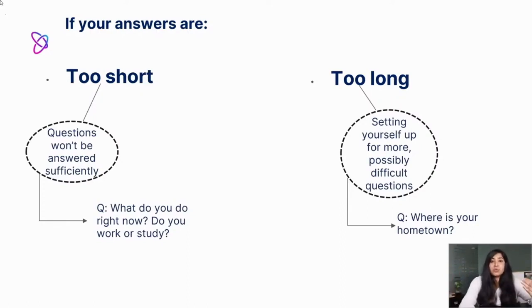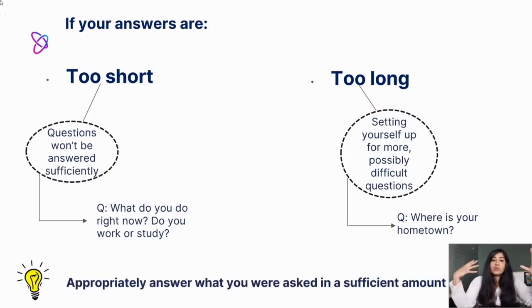But if it gets too long, you probably would have answered a few more questions beforehand. So if the follow-up question would be, what is something that you could do in your hometown? Where are some tourist attractions? What do you like most about your hometown? If you answer that in the first question itself, where is your hometown, then they'll have to keep asking you questions and you might not know the answer to those questions. So here, just appropriately answer what you were asked in a sufficient amount of detail. Crisp and clear, but also enough so that it's not too short and not too long.